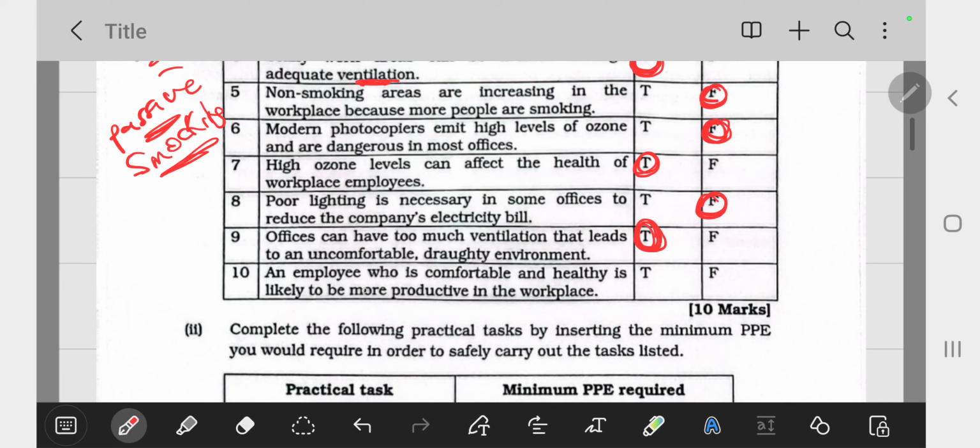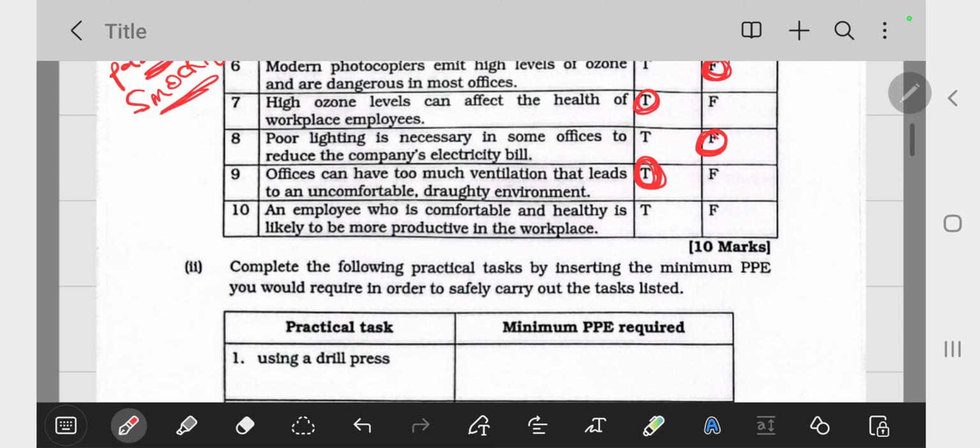Because the whole purpose of a building is for you to be protected from external conditions such as direct sunlight or wind. Then the last point is, an employee who is comfortable and healthy is likely to be more productive in the workplace. Do you even need to answer this? Automatically, you just have to know that this is true.